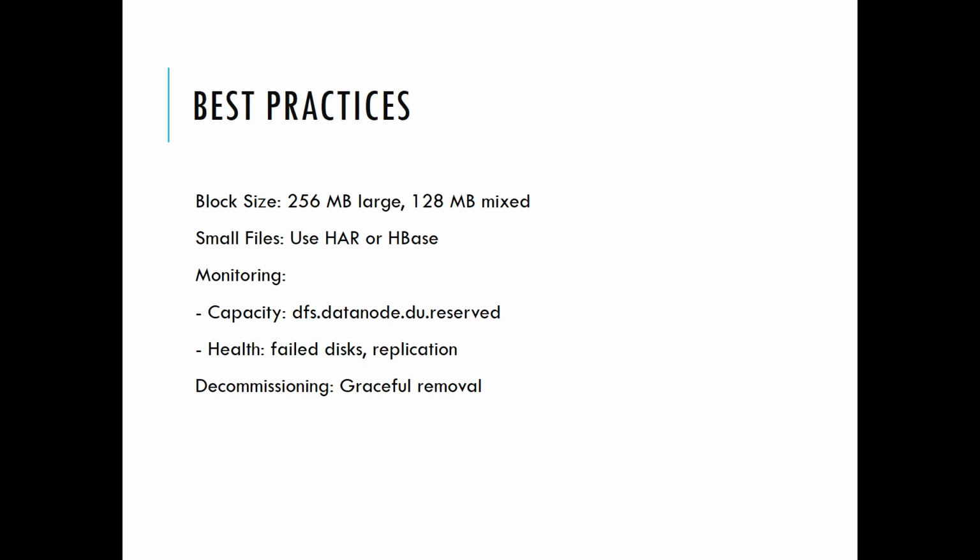Tune for health. Pick a block size, 256 megabytes for large sequential files, 128 megabytes for mixed loads. Bundle tiny objects into HAR archives or store them in HBase. Reserve free space with the dfs.datanode.du.reserved setting, monitor failed disks and decommission nodes gracefully to keep replicas intact.